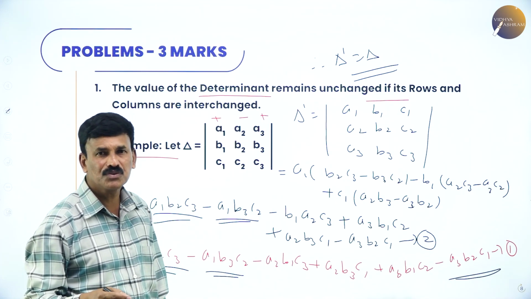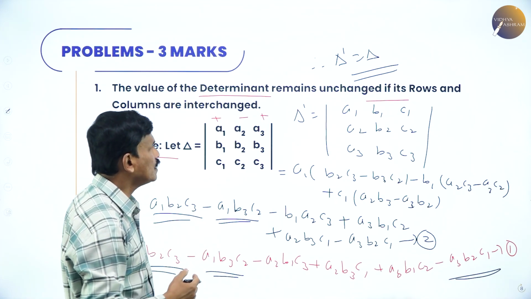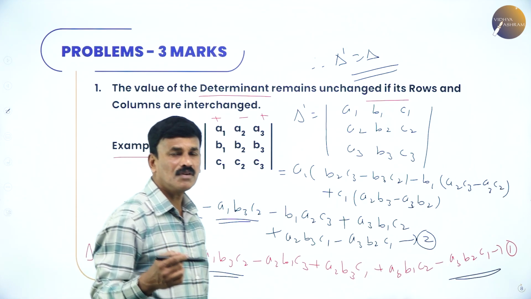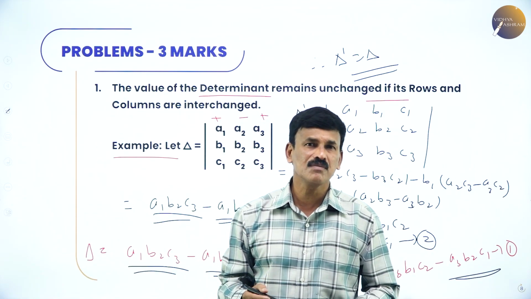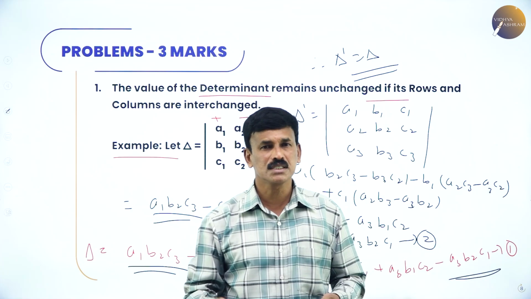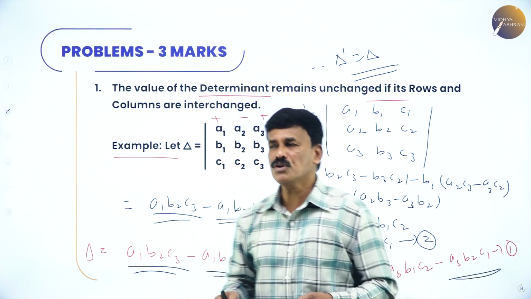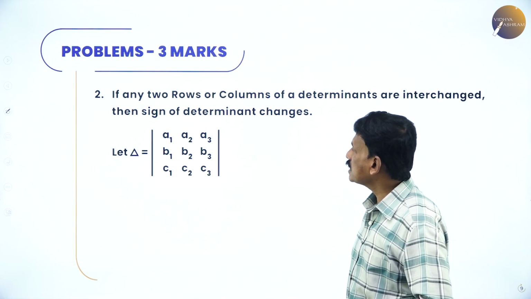LHS and RHS are found to be the same, which means delta dash is equal to delta. The value of a determinant will remain the same whenever its rows and columns are interchanged, right. Now, move on to the next property. What is the property?